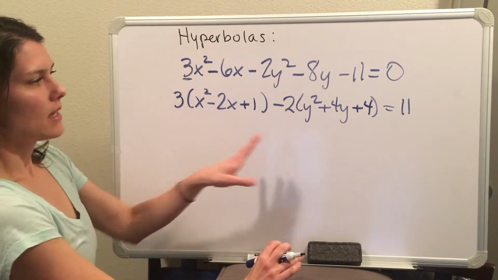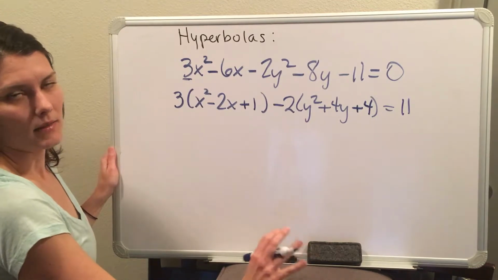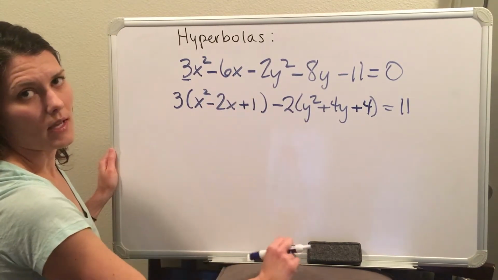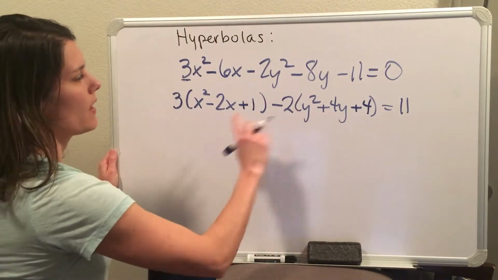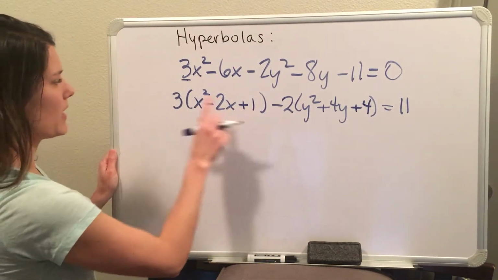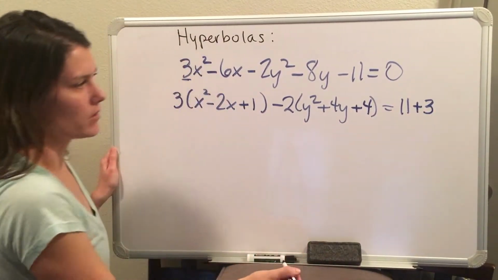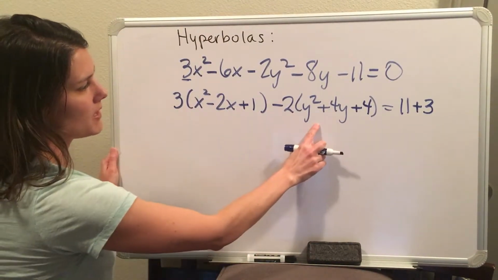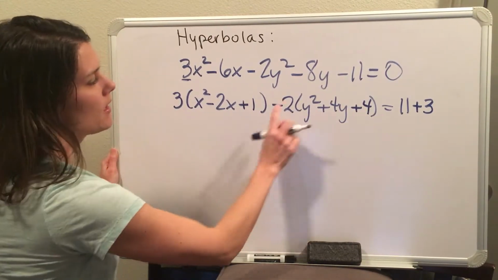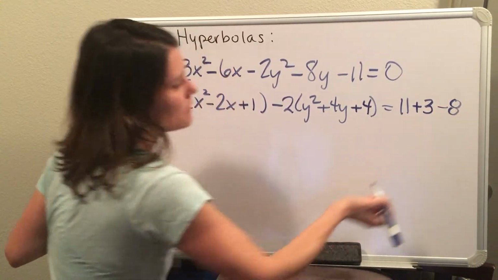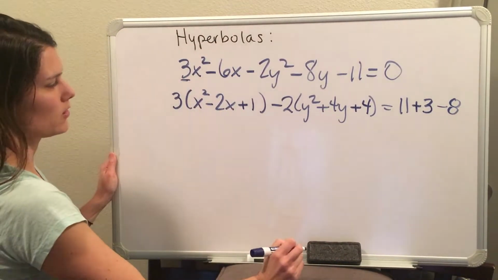Now you can't just start adding numbers to one side because that unbalances the equation. So whatever you do to one side, you need to make sure that you do to the other side as well. So I added not just a 1, but I added a 3 times 1. So I added a 3, so I need to make sure I add a 3 on the other side. And then over here, again, I did not add a 4, I added a negative 2 times 4, so I need to subtract an 8. And now this is going to balance my equation.